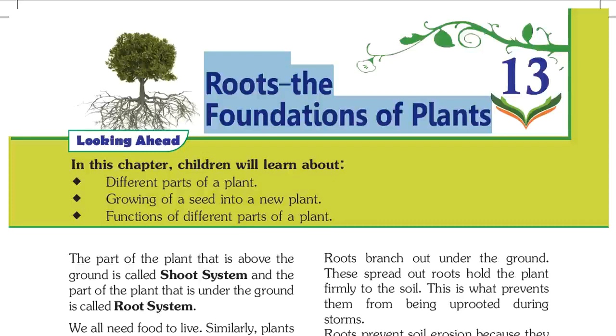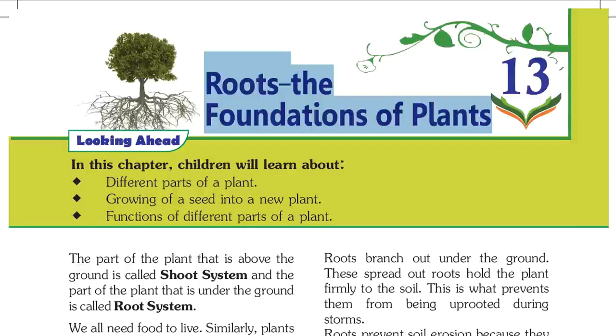The root system includes the roots that are mainly of two types, namely taproot and fibrous root. The shoot system includes leaves that are known as the kitchen of the plant, stem that provides support to the plant, and flowers that is the colorful part of the plant. Let us learn about the details of the parts of a plant in this chapter.